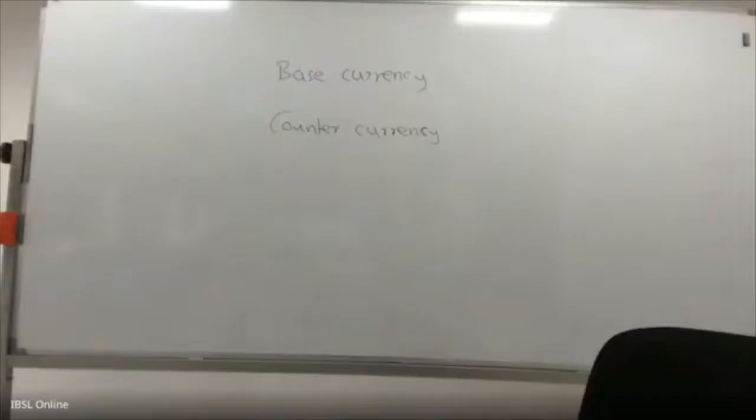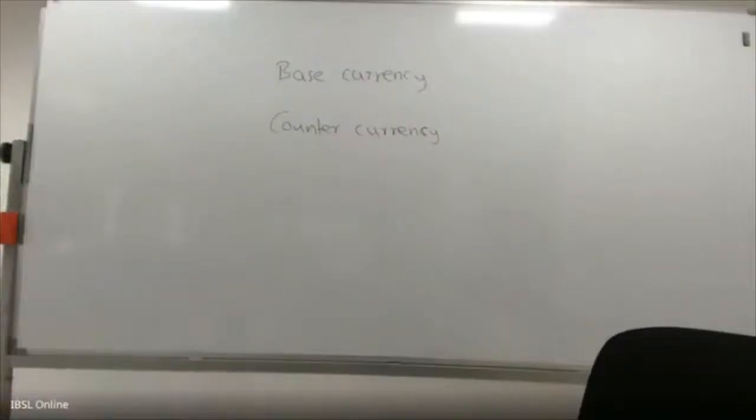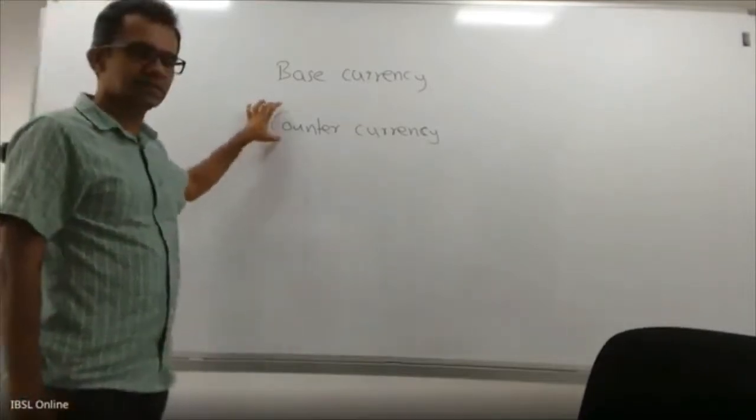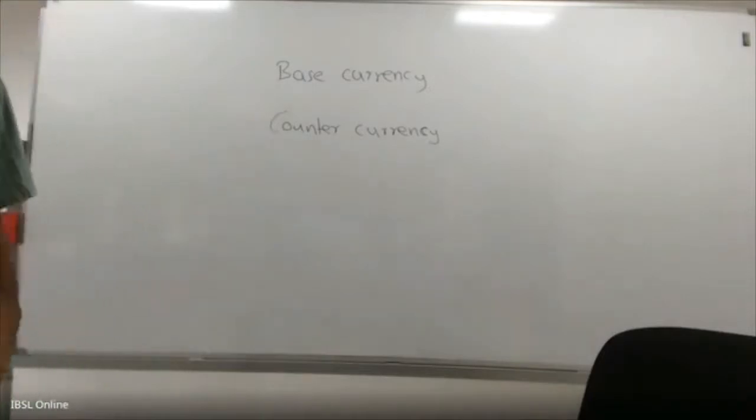So base currency is the currency we assume to calculate as 1 unit. That's the currency we consider as 1 unit, of which the price is given in another currency. Then the counter currency. Counter currency is where 1 unit of base currency is quoted. The price of the other currency is given in terms of the counter currency. Yes, you have the idea.